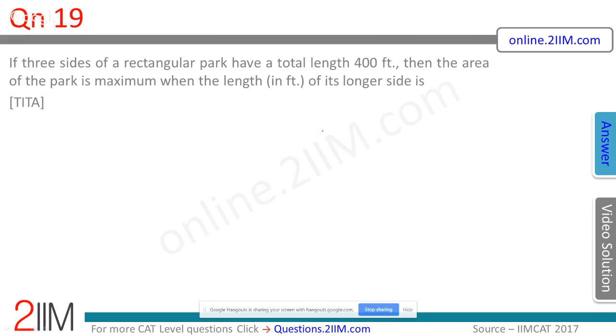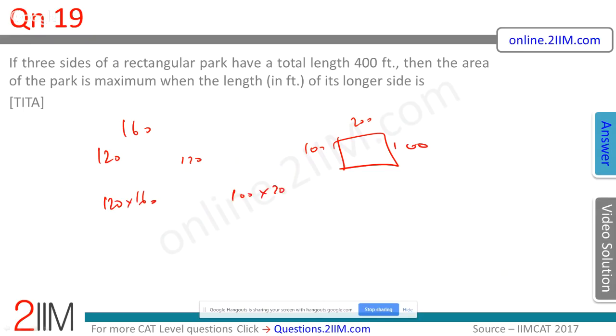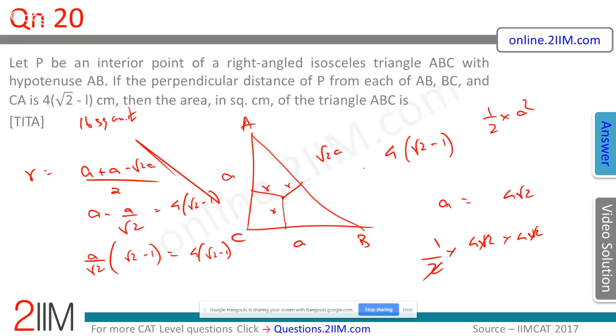19, 400, 100, 200, 100. That's the best scenario. Just going to cross check this. Maybe we put 120, 120, 160. So 120 into 160 compared with 100 into 200. When does the area maximum? 2 zeros go away, 2 zeros go away. 12 into 16 is 192. This is 200. This is better. Yeah, that works. In radiuses, this we might probably want to check.